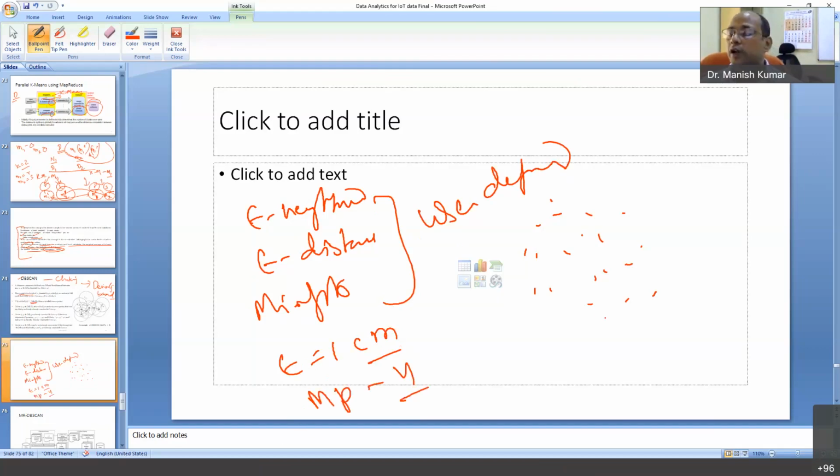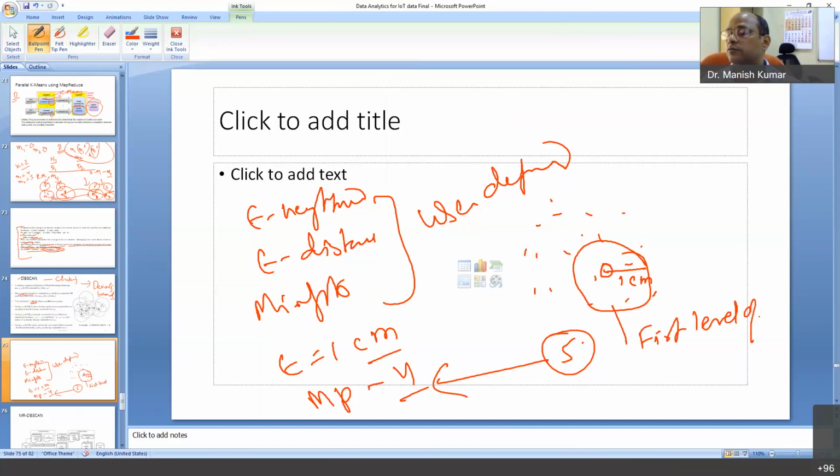So what it does is randomly pick any point, go for 1 centimeter, take a circle. So you count the points which are coming within the circle, 1, 2, 3, 4, 5. So within this, I have 5 points. So it actually satisfies the 4 points criteria. So I can say this is my first label of clusters.